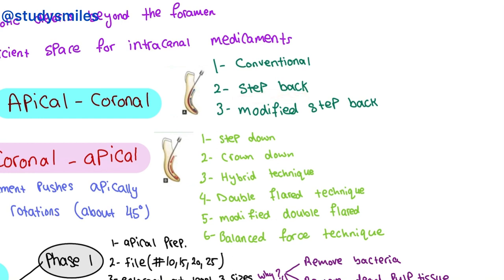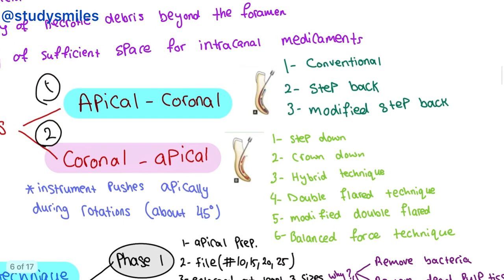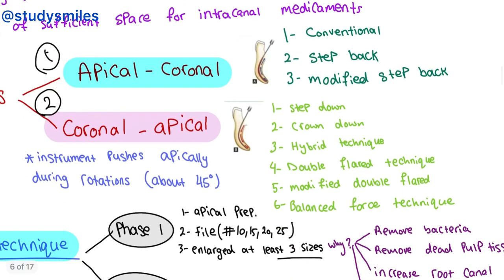Step back is where we would switch to the blue, to 1 to 2 millimeters smaller than the master file, with blue, green, and black color. Now, coronal apical is the other way around. They start preparing first from the beginning, going on to the apex.